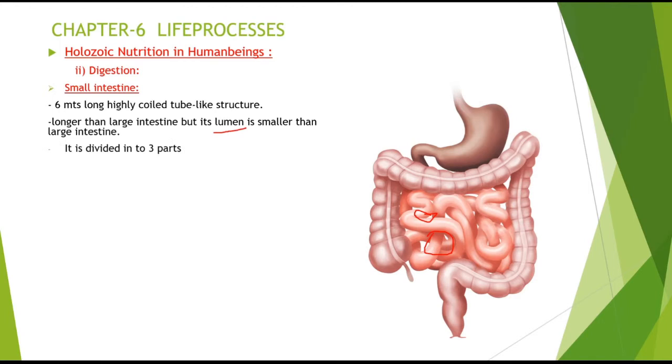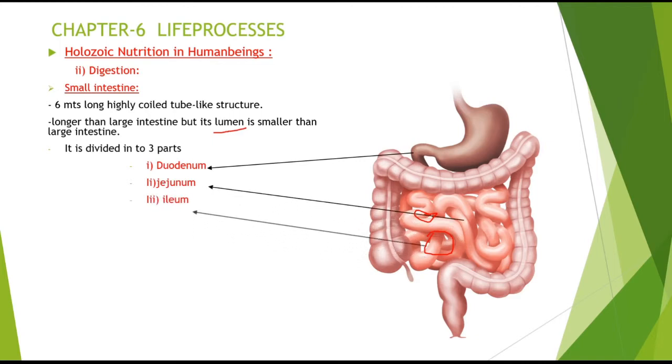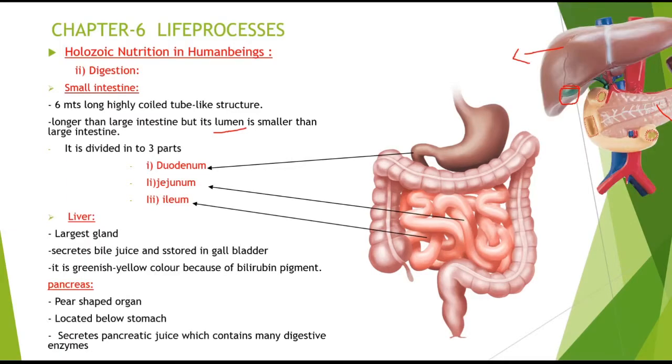And this small intestine is divided into three parts. They are the duodenum, jejunum, and the third part is the ileum. They convert the nutrients into different forms, like proteins into amino acids. They break down the larger molecules into smaller molecules, which are easily absorbed by the small intestine.